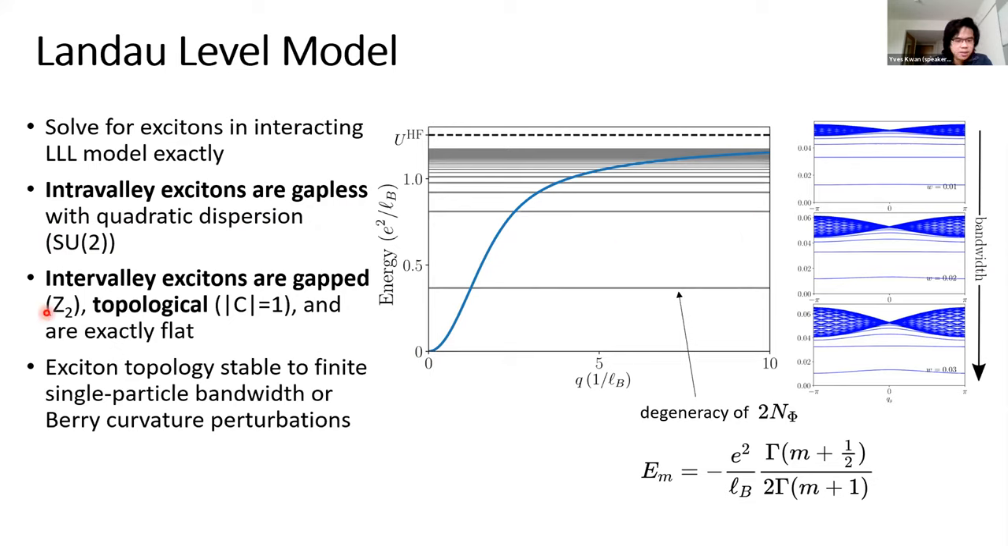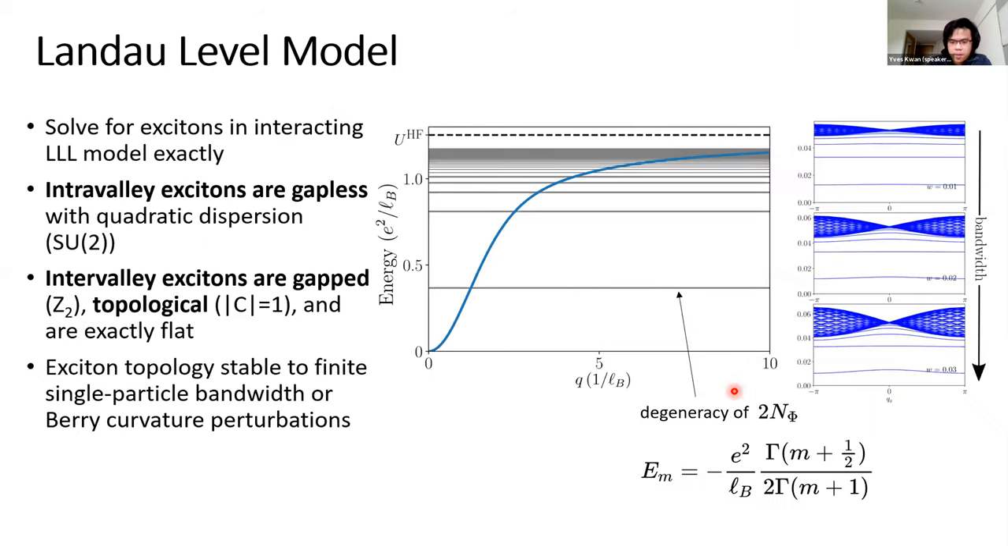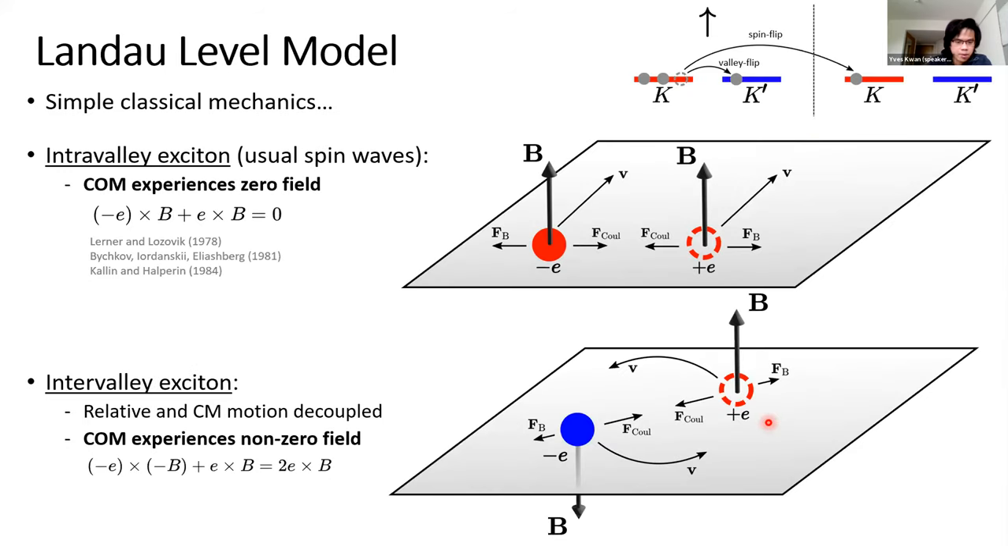That's okay because there's no Goldstone mode associated with the discrete broken time reversal symmetry. However, we find that these intervalley modes are actually topological and exactly flat. And that can be traced back to this picture where we saw that the center of mass motion is actually quantized by the external field. Furthermore, the degeneracy of each of these intervalley branches is actually two times the number of flux quanta. And the factor of two, again, comes from the doubled coupling to the external field.